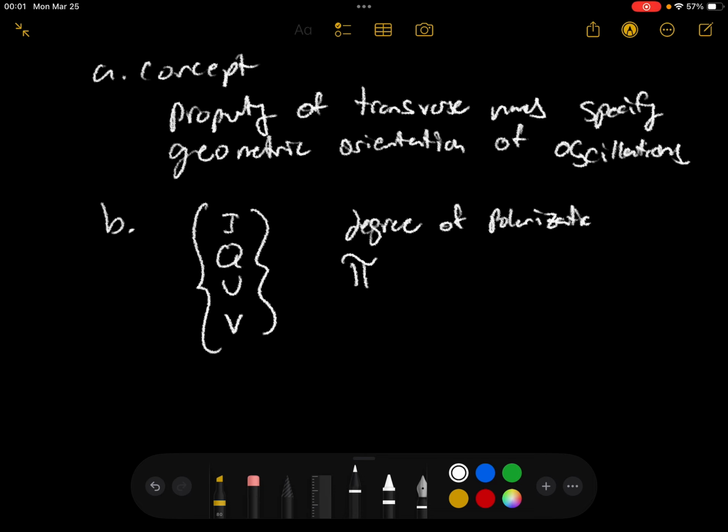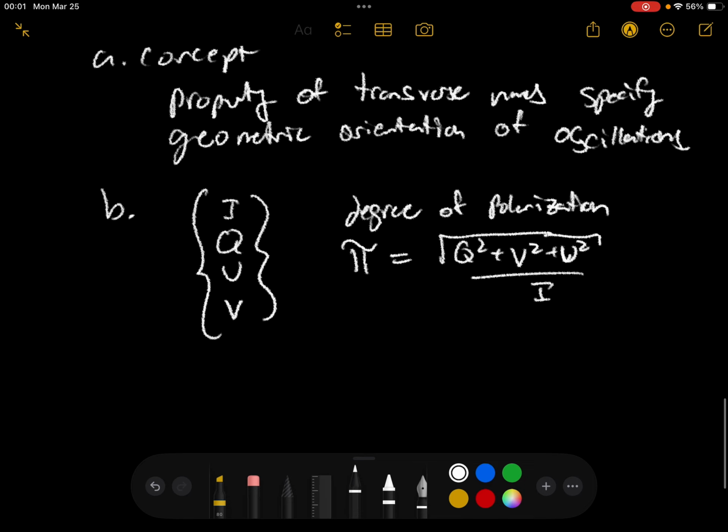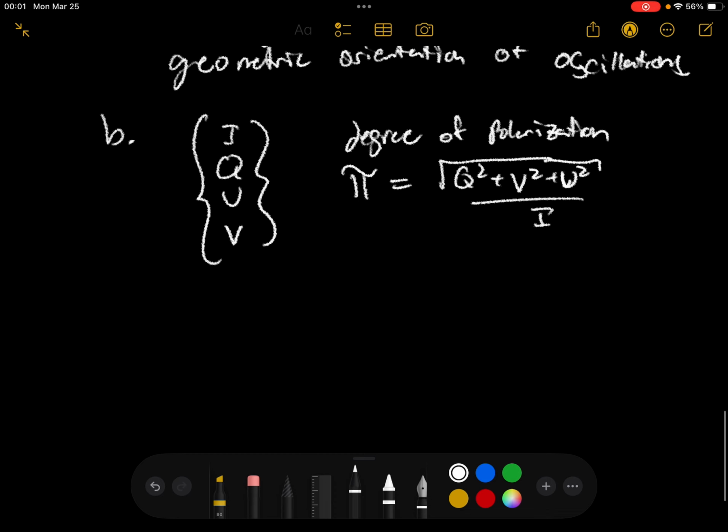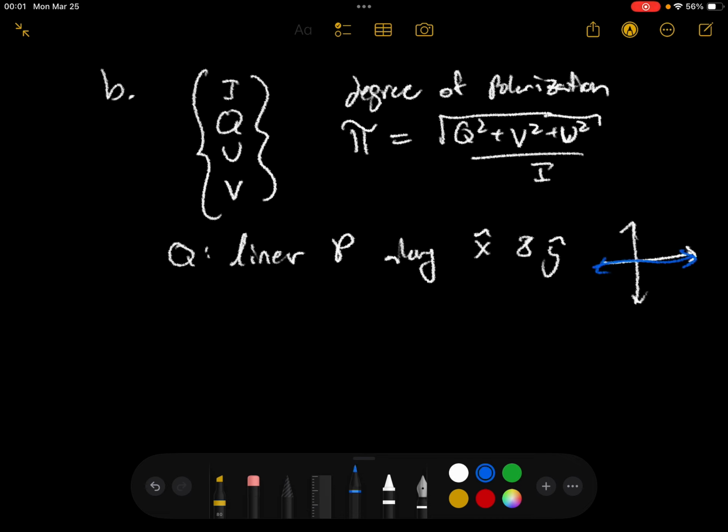But this is the Stokes parameter. This right here is the degree of polarization, which is based off of that Stokes parameter. But the Stokes parameter, where Q, U, and V are based off of the orientation of the polarized wave. So Q is a linear polarization along X and Y, which if we were to see here would be in this direction, the y direction.